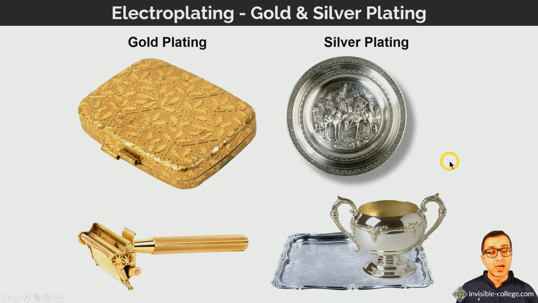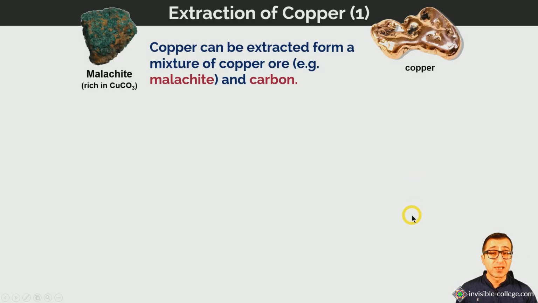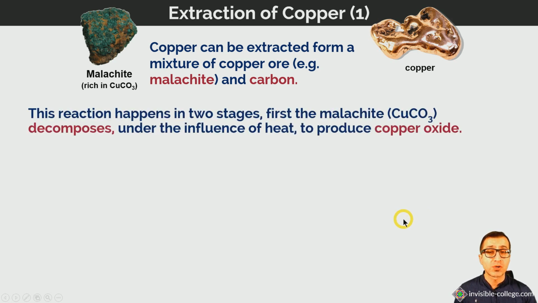Now, as we saw before, some metals can be extracted simply by thermal decomposition and then displacement reactions, but some other metals require electrolysis to be separated from their compounds. So copper, for example, can be extracted from a mixture of copper ore and carbon, and this reaction happens in two stages. First, the copper ore, called malachite, which contains copper carbonate, is thermally decomposed to form copper oxide.